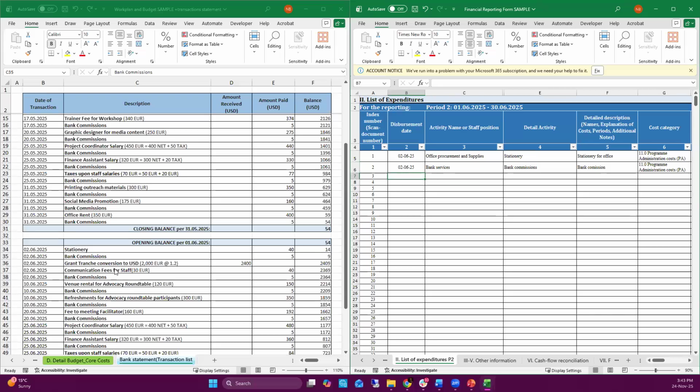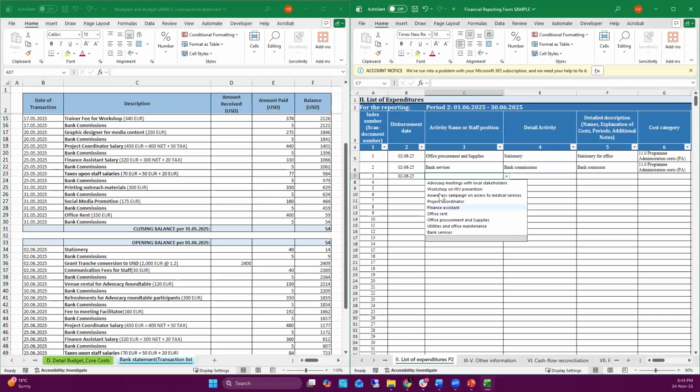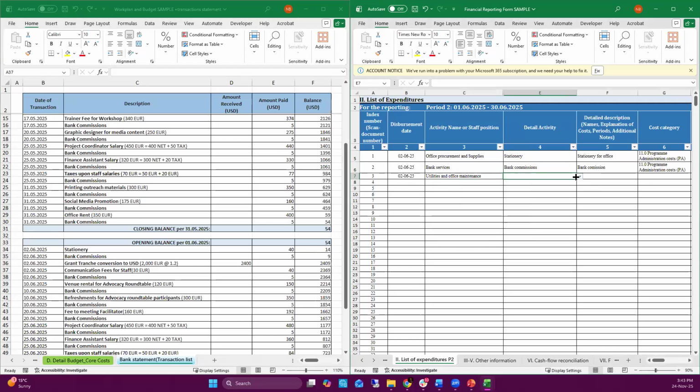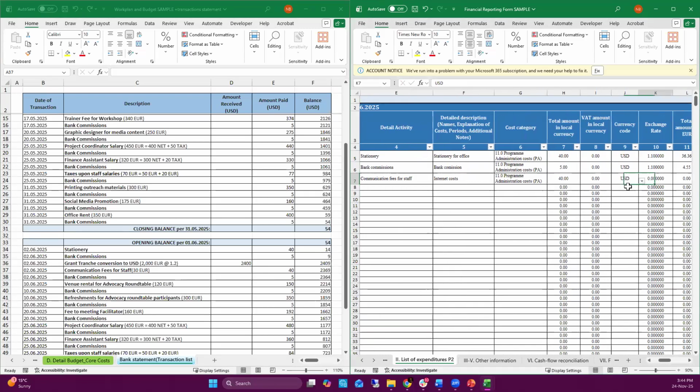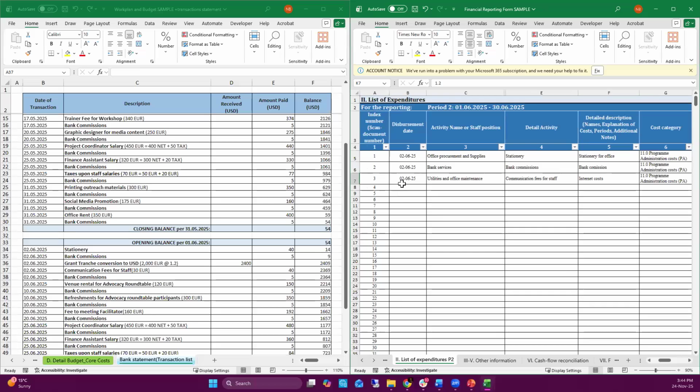And then I have the new expense, communication fee, on the same date, but with the new rate already. So it will be utilities, office maintenance, communication, internet costs. It was once again 40, the same USD, but here I already put a new exchange rate, 1.2. And all the following expenses, I will be using this new exchange rate.